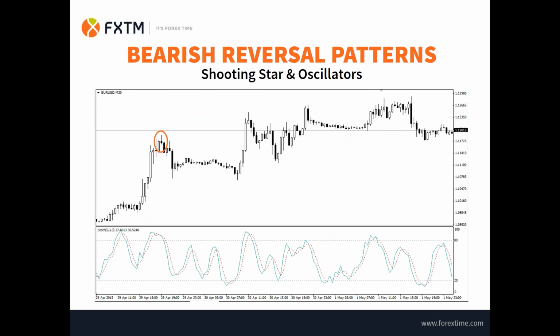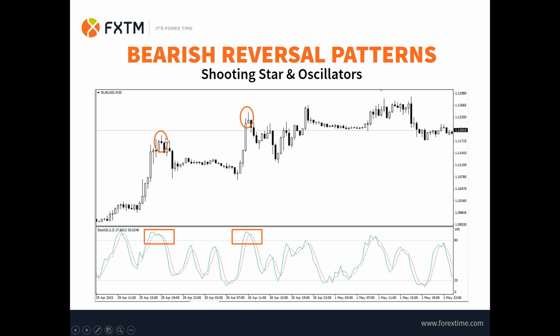Shooting star and oscillators. Where's the shooting star? Here's your shooting star. Excellent example of a shooting star at the top. And then what do you have? You have oscillators saying that, yes, you are high enough, and most probably you are coming down. And then you have another shooting star here, and your oscillator says, yes, most probably you are coming down because you are overbought. Do you see that? And then the rest is history.